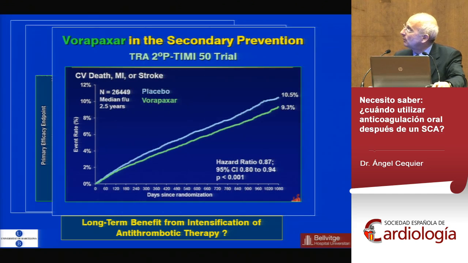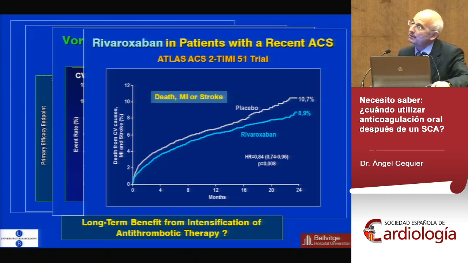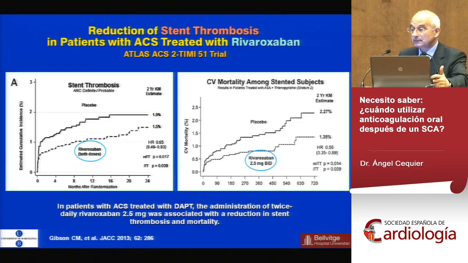Ya hemos comentado el vorapaxar en el TRA 2P, también las curvas siguen una evolución divergente. Y también en el estudio ATLAS, el rivaroxaban, sobre todo la dosis de 2,5 miligramos, muestra una evolución divergente. Esto quiere decir que probablemente hay subgrupos de pacientes que puedan beneficiarse de un tratamiento antitrombótico más potente. ¿Cuáles pueden ser estos pacientes? Únicamente podemos obtenerlos de análisis de subgrupos de los estudios que hemos comentado.